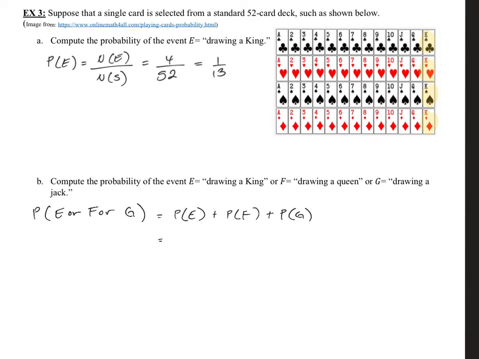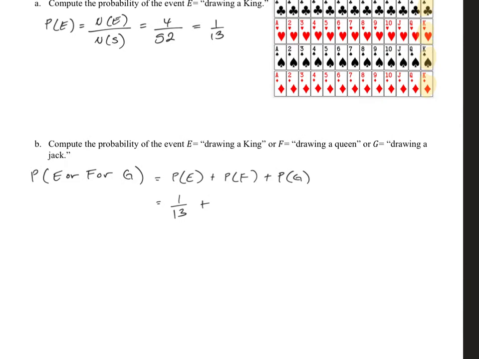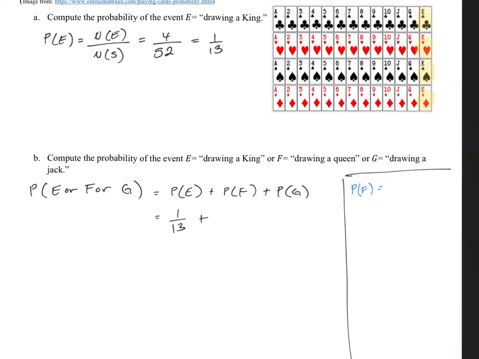Well, we already found that. That's a 13th. Plus the probability of F. What is the probability of drawing a queen? Let's do that on the side here. Probability of drawing a queen. Well, how many queens do we have?